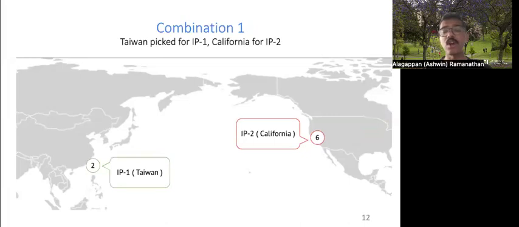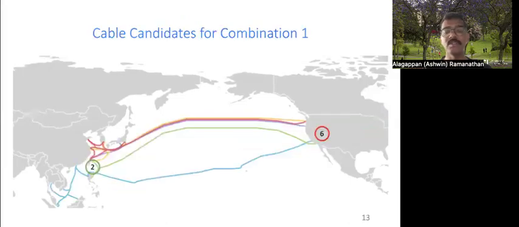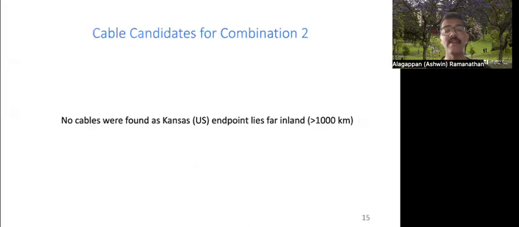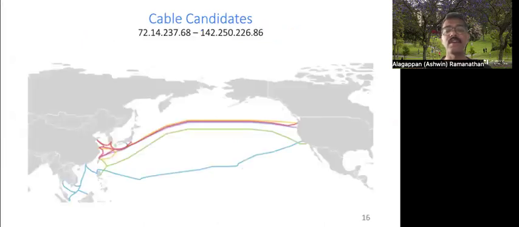Now, Nautilus looks at all possible combinations of the locations for a given link. Thus, the first combination here is IP1 in Taiwan and IP2 in California. For this specific combination, based on the geolocation property of using the nearest available cable infrastructure, we get the following 5 cables. For the other combination of IP1 in Taiwan and IP2 in Kansas, we have no cable mappings as the Kansas endpoint is far inland. Thus, our cable candidates from the geolocation property are the 5 cables shown in this figure.